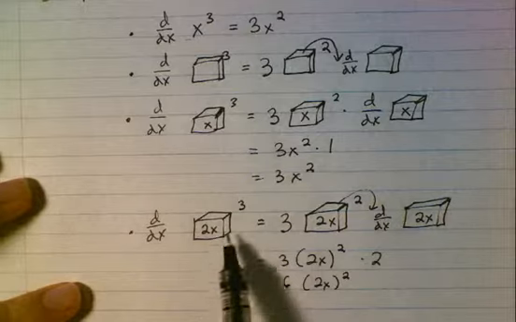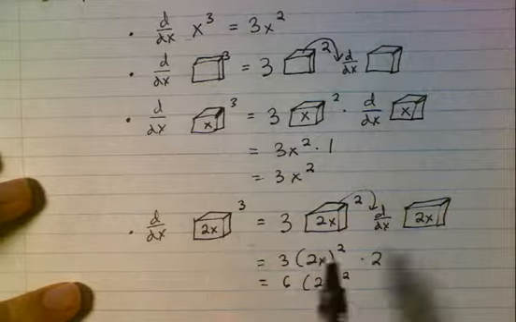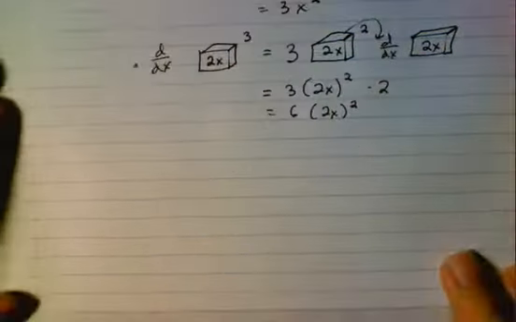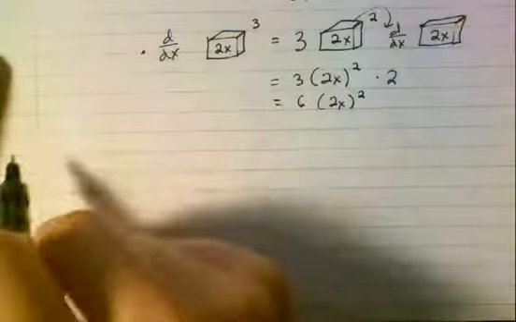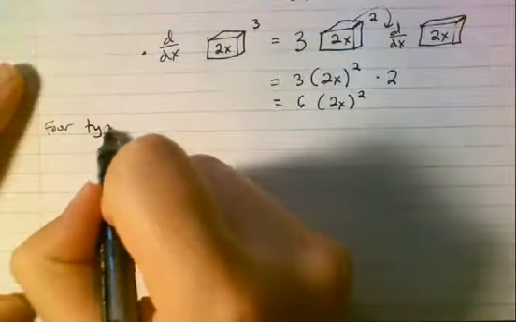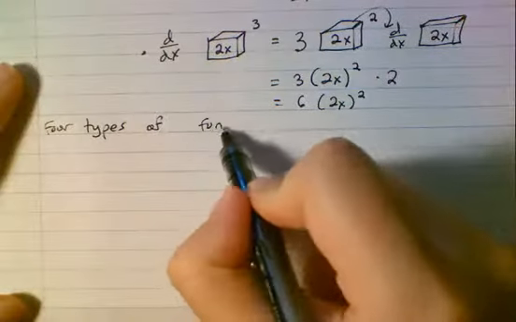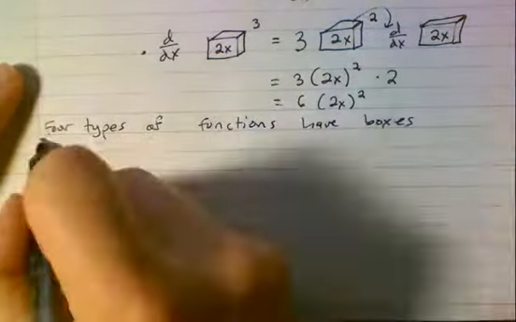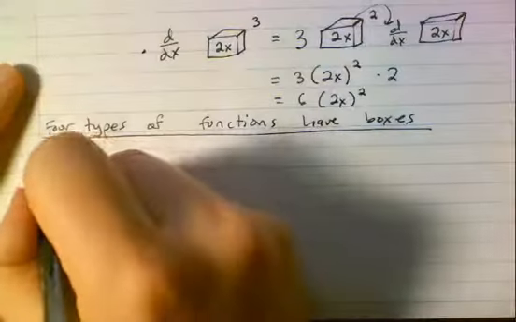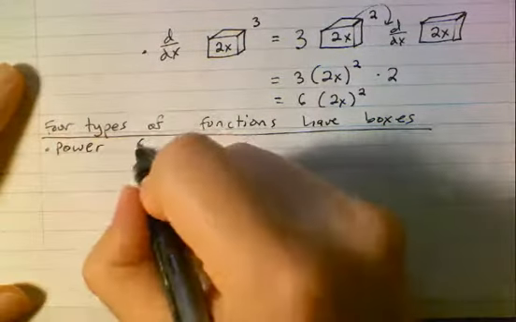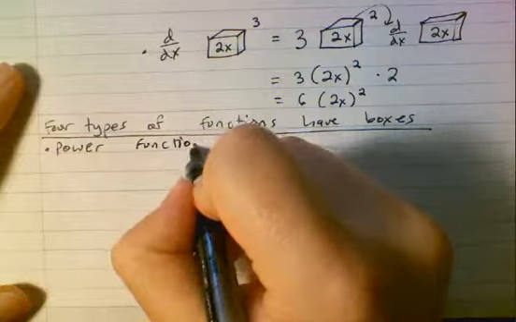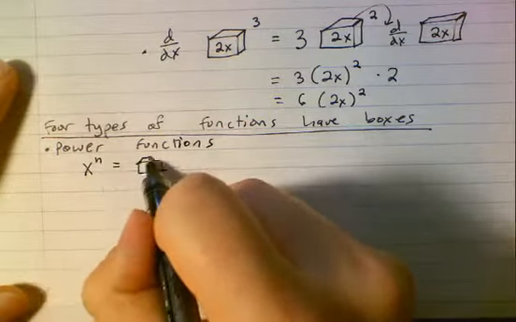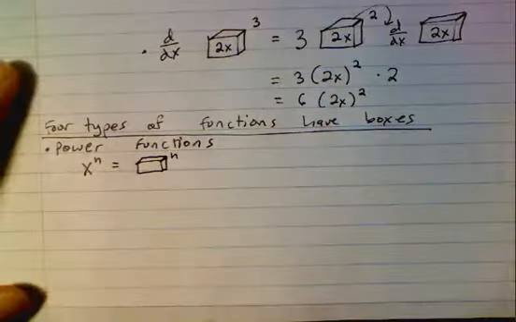If we ever have something that's inside another function that's not just plain old x, we've got to make sure to take the derivative. Now, there are only 4 types of functions that we've worked with that have boxes. Those are power functions, so if we ever have something that's x to the n power, that's some sort of box to the n.